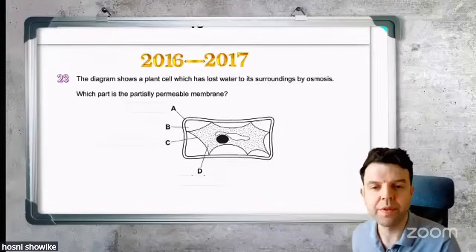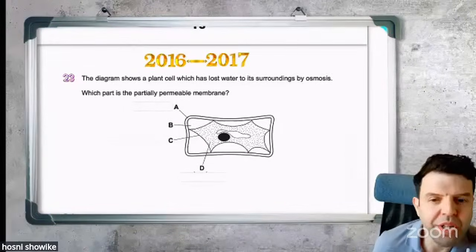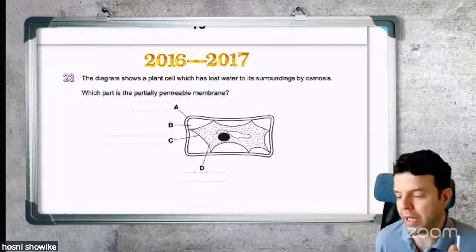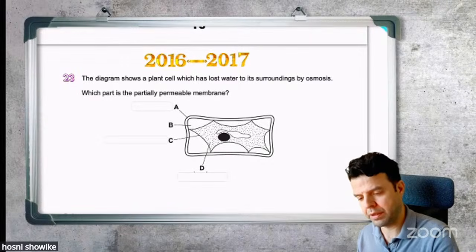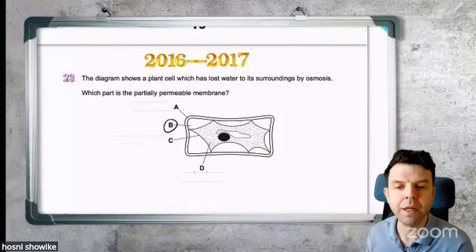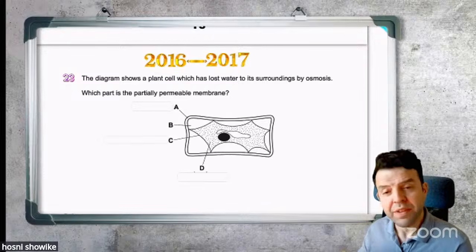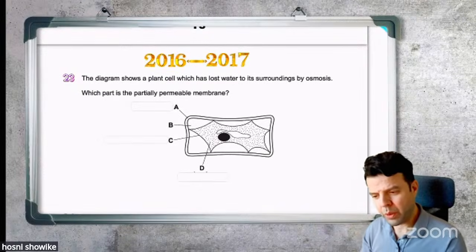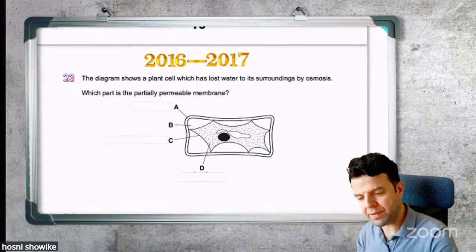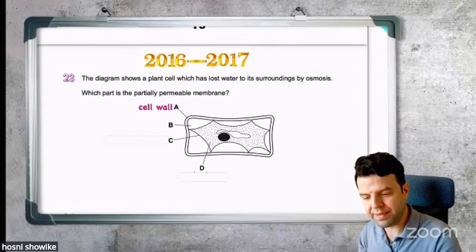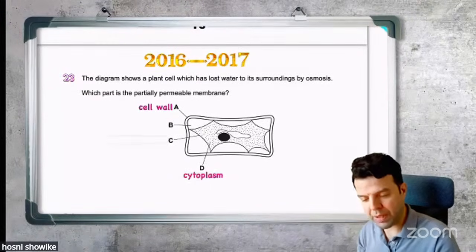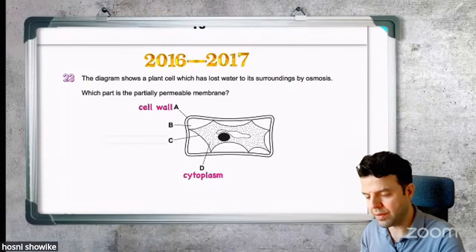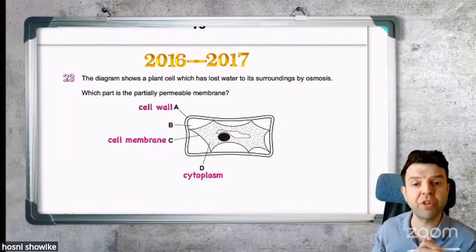Then comes this. Which one is partially permeable? And I tell you, like 50% of kids pick, for some reason, B. It's not B. Why is it not B? Because, first of all, that's a plant cell, right? There's a cell wall. There is cytoplasm inside. And there is cell membrane. You tell me, what is B?